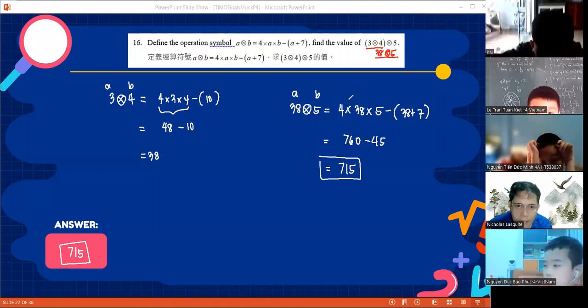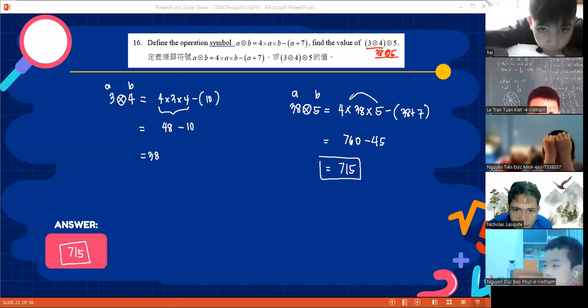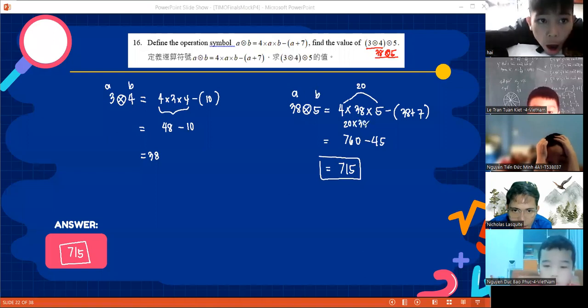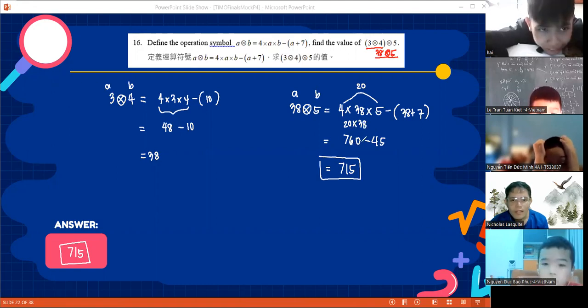This is very easy because the 2 of this here is simply equal to 20. So this is now 20 times 38. Okay, so 38 times 2, 76. Add 0, 760. 760 minus 45, you'll get 715.